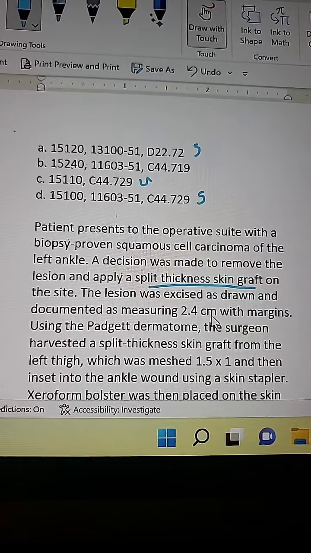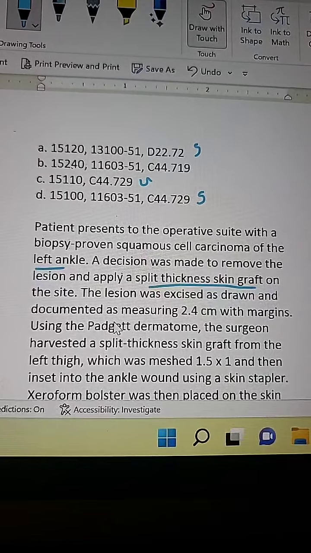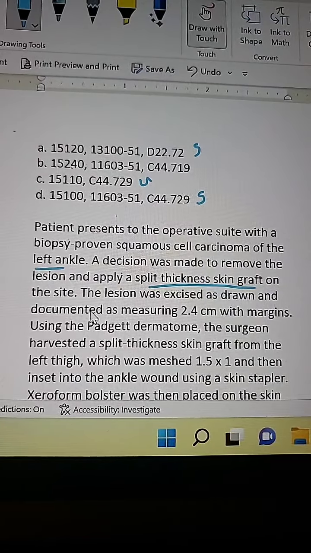So where did we get this from? Ankles. Ankles, ankles, ankles. Where would our ankle be? Yep, ankles are only in the 100, yep.